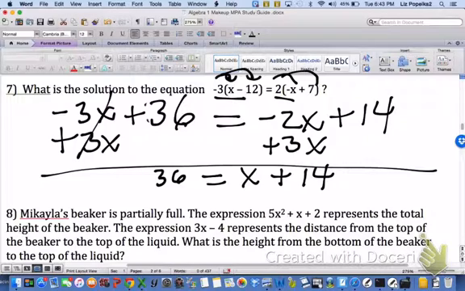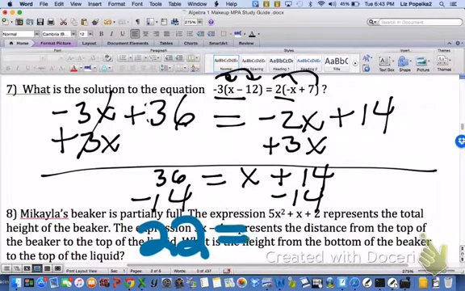Now look, guys, I've just got myself a plain old one-step equation because I don't have a coefficient over here with the x anymore. So of course I just need to subtract 14 from both sides. That is going to leave me with 22 over on my left-hand side is equal to x on the right-hand side.